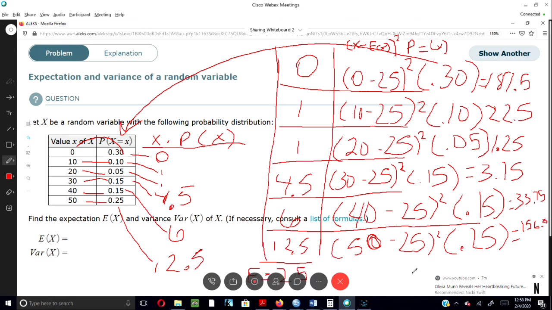Okay, so then the next thing you would do is add up all of these numbers here. You would add up 187.5, 22.5, 1.25, 3.75, 33.75, 156.25, and then you will come up with a total of 405. So for E of x, you will have 25, and for the variance of x, you will have 405. Okay, that's how you work that problem.